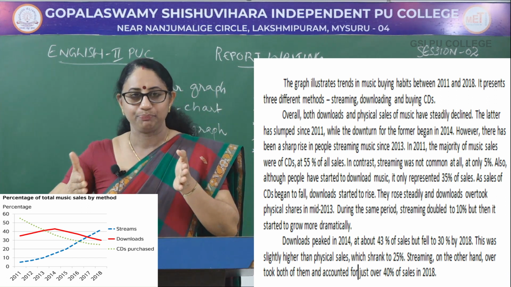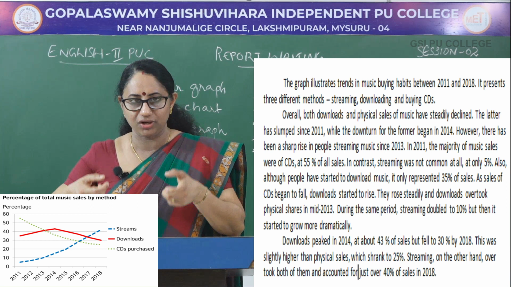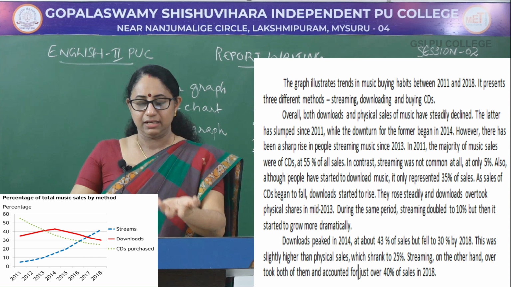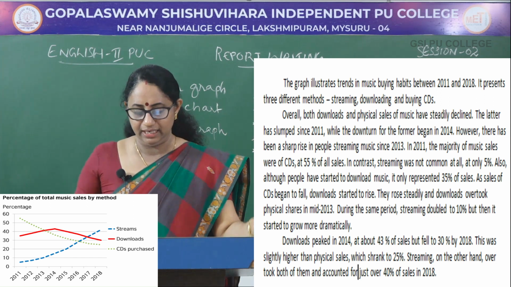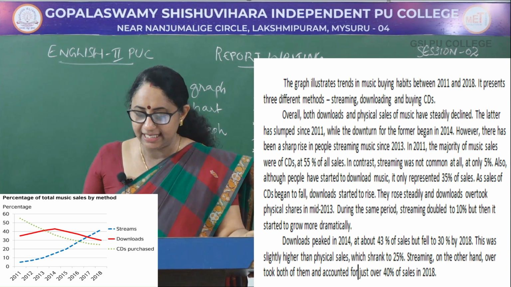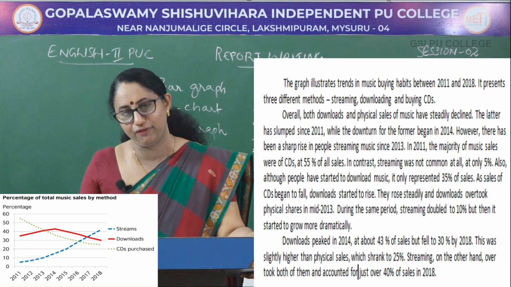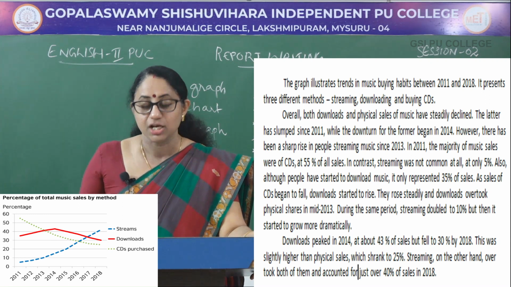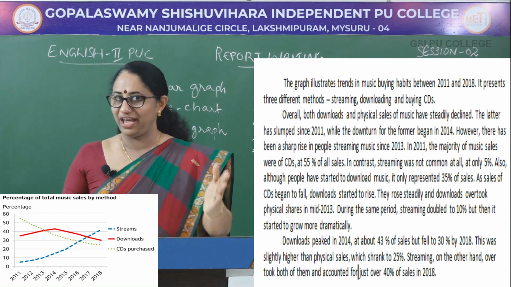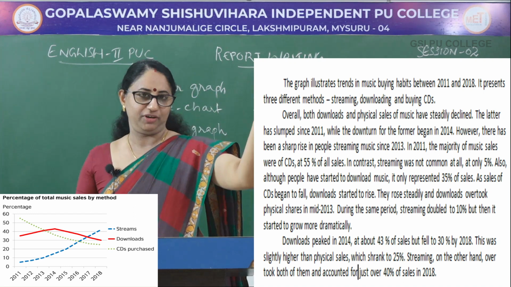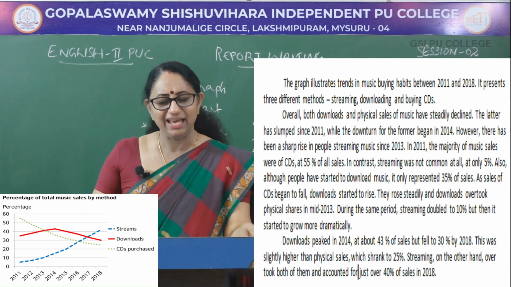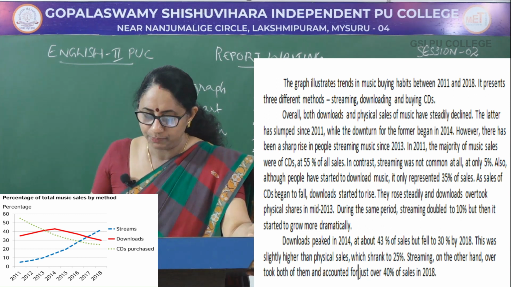There are three ways in which it is represented, all the three taken into consideration, and the overall findings is represented in the beginning here. In 2011, the majority of music sales were of CDs at 55% of all sales. In contrast, streaming was not common at all at only 5%. This point we have already discussed. Initially people preferred buying CDs and accounted for 55% of the sales, and streaming was only 5%.